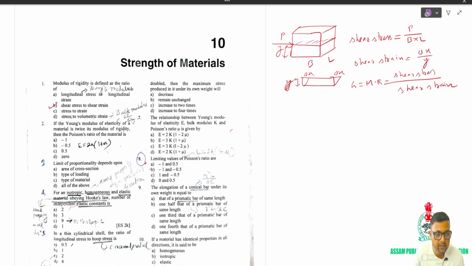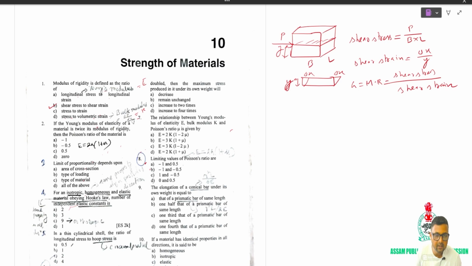Answer is B. Longitudinal stress to longitudinal strain is called what? Young's modulus or E. And the direct stress to volumetric strain is called what? Bulk modulus, which is K. Always remember that, right?